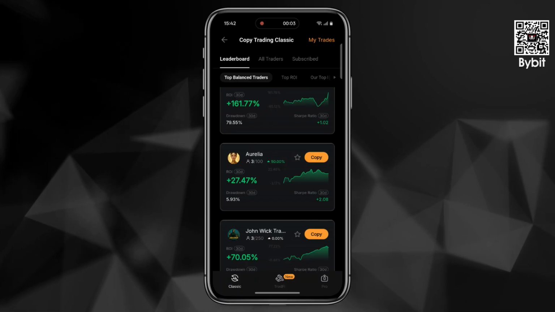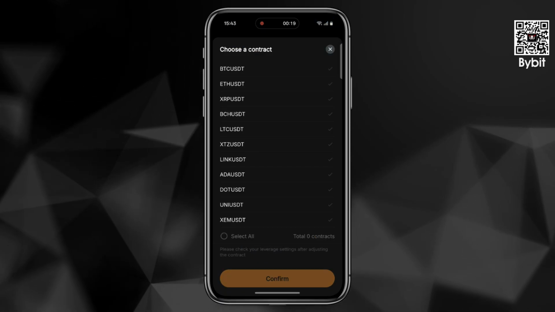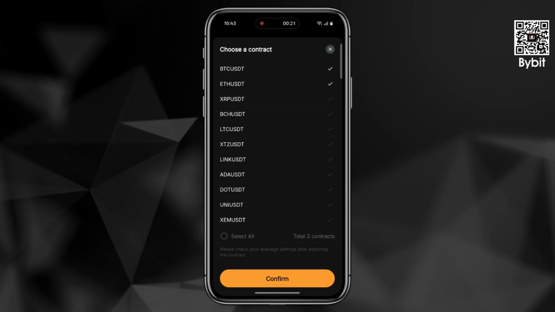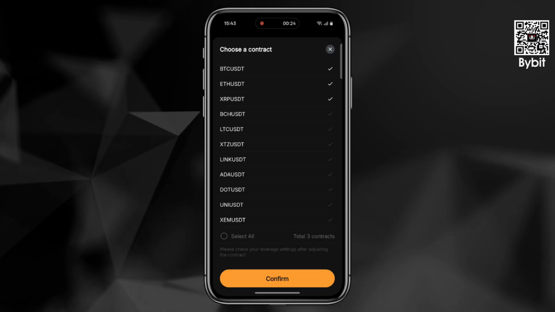Now that you've selected a trader, it's time to set up copying. In the trader's profile, click copy, agree to the terms, and select the trading pairs. If you want to reduce risks, stick to BTC USDT and ETH USDT. If you fully trust the trader, you can enable all pairs.